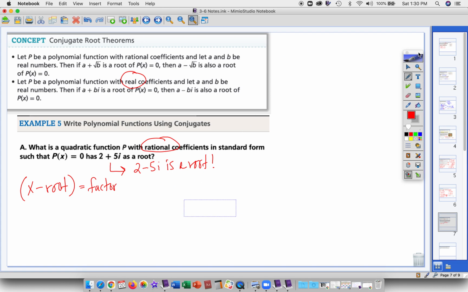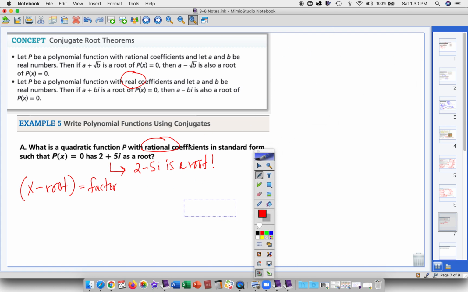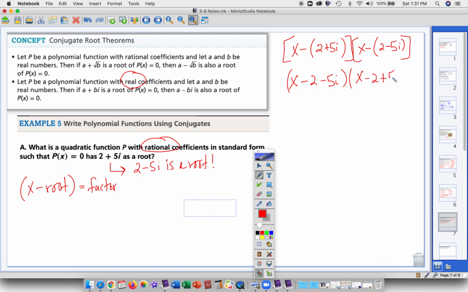So let's actually go over here where there's more space. In this case, if this is my root, that means I have x minus (2 plus 5i). Okay, that's one factor. The second factor is x minus (2 minus 5i). So when I distribute that negative, I get x minus 2 minus 5i and x minus 2 plus 5i.